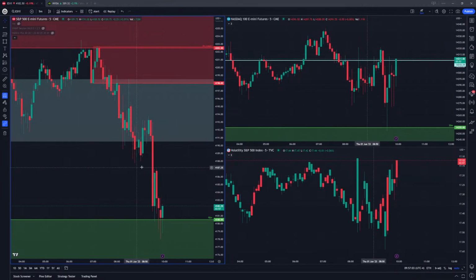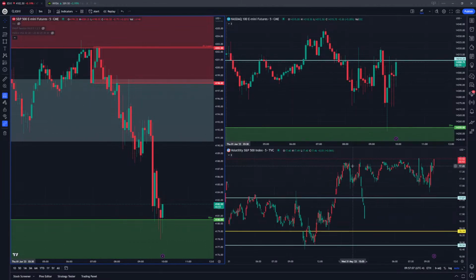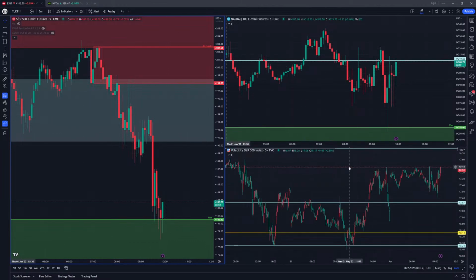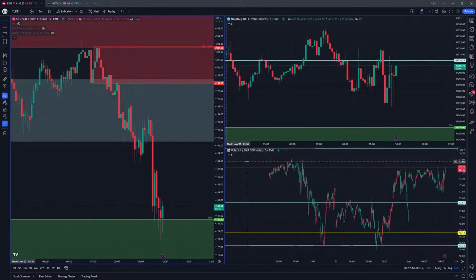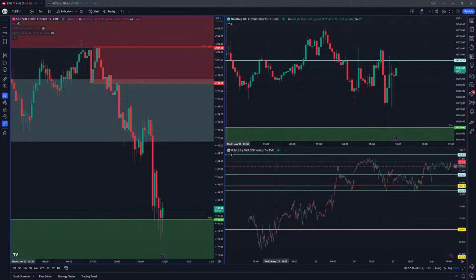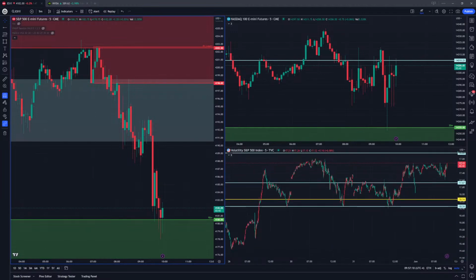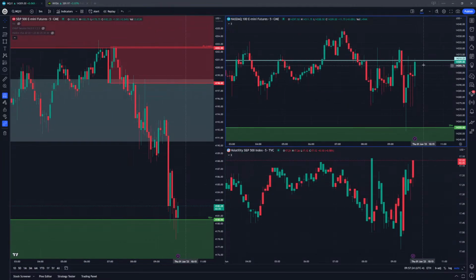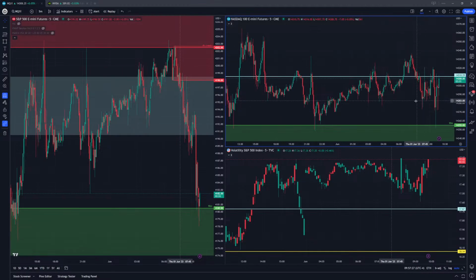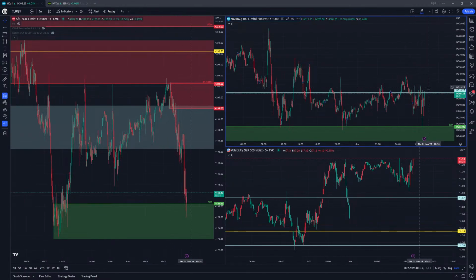Alright, VIX popping. Some strength coming in. VIX is at a super strong support right here. VIX super strong area of interest. We need NQ to break above and hold above this key level right here. If it could break and hold, or even break and reclaim and go, that would be great.